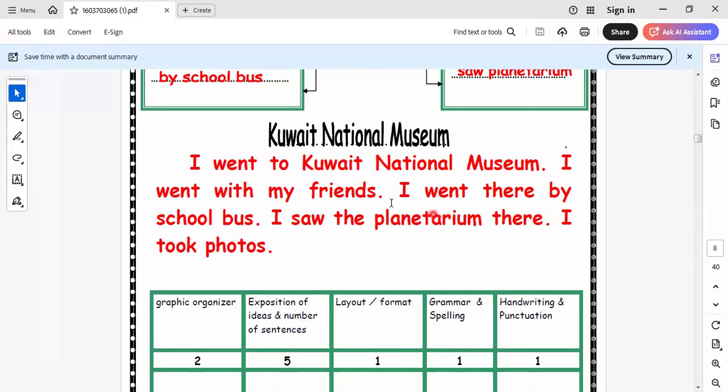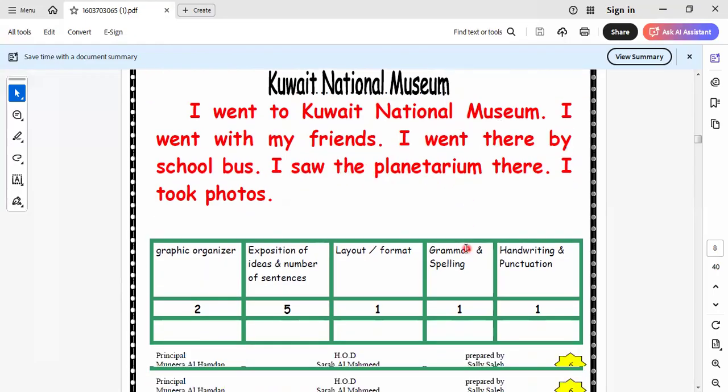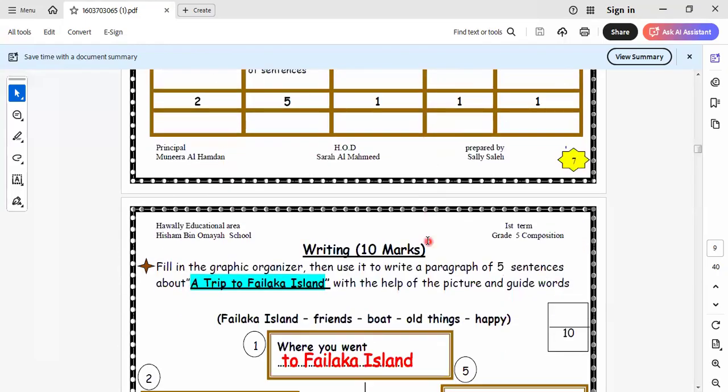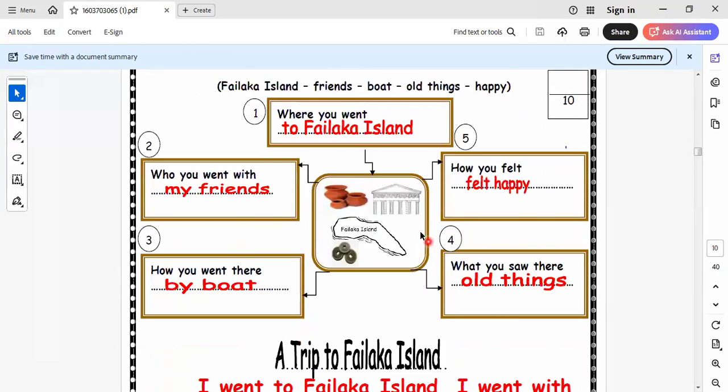Kuwait National Museum. I went to Kuwait National Museum. I went with my family, my friends. I went there by school bus. I saw the planetarium there. I took photos.